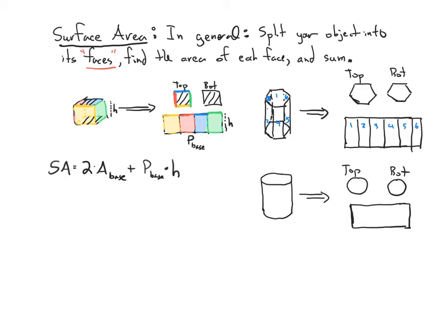Now, what are the dimensions of our rectangle here? Well, it has height h. This is our h. And just like before, we can look at this. This side belongs to lateral face 1. This is 2, 3, 4, 5, and 6. So here we have a line segment of length 1 plus 2 plus 3 plus 4 plus 5 plus 6. That's the perimeter of our base.